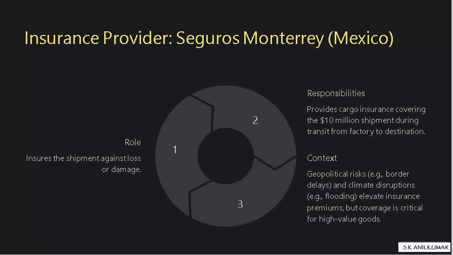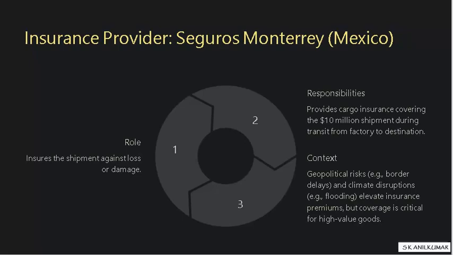What is their responsibility? They will provide cargo insurance covering the full shipment during the transit, and mostly it will be warehouse to warehouse cover. And the context is the current geopolitical risk, because there are delays and denials and damages during the border issues that are there, and then comes the climate disruptions. On extreme it could be flooding also, and these goods are battery components for the electric vehicles, so they are critical because of the value of the goods. These are the various parties different people are playing.